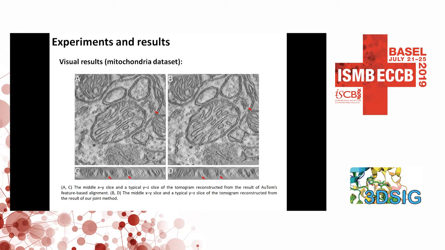And we also compared our method with the classic feature-based alignment. A is an old result of the 2013 feature-based alignment. A and B look very similar. However, from C and D, we can find that we have much clearer membrane structures compared with the old feature-based alignment. That is to say, the depth information has been well collected by the joint alignment method.